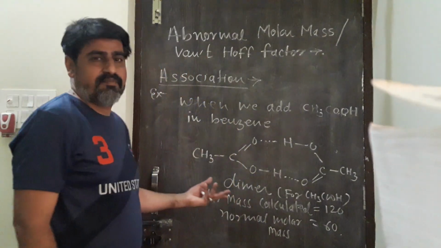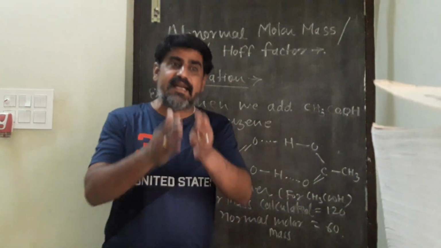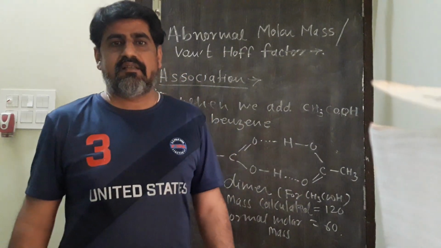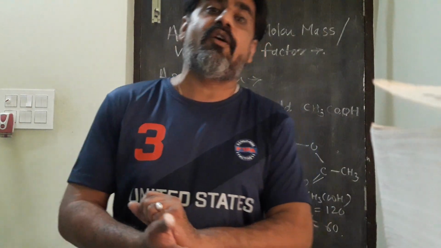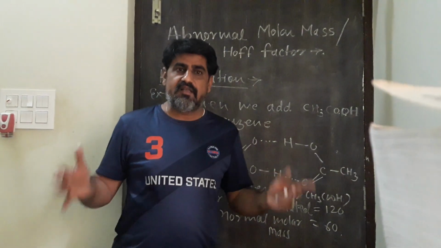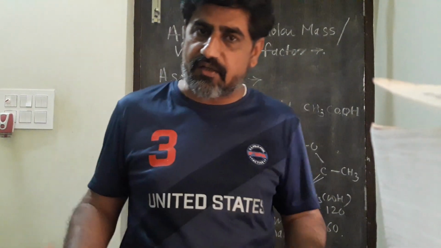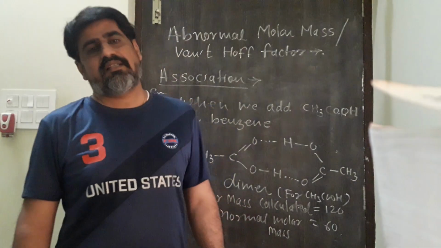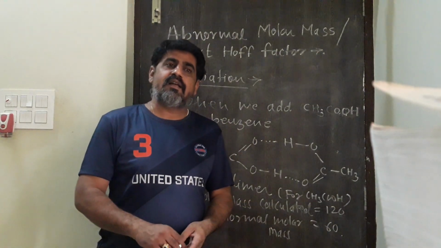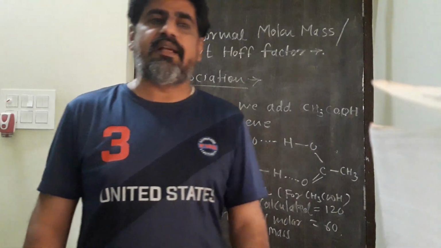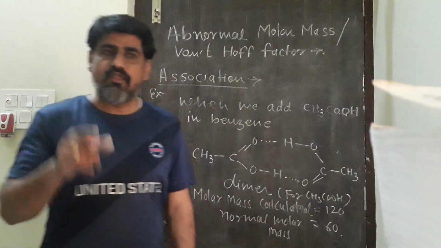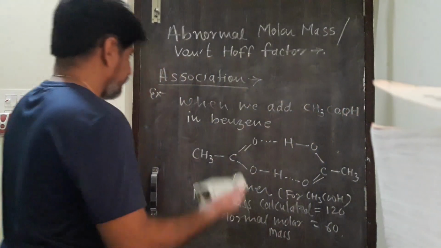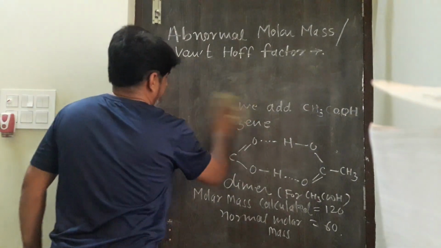In the case of dissociation, the number of solute particles increases. Hence, the value of colligative property becomes higher. Since molar mass is inversely proportional to colligative property, the molar mass calculated through colligative property will be less than the actual or normal value. Now I am taking dissociation.